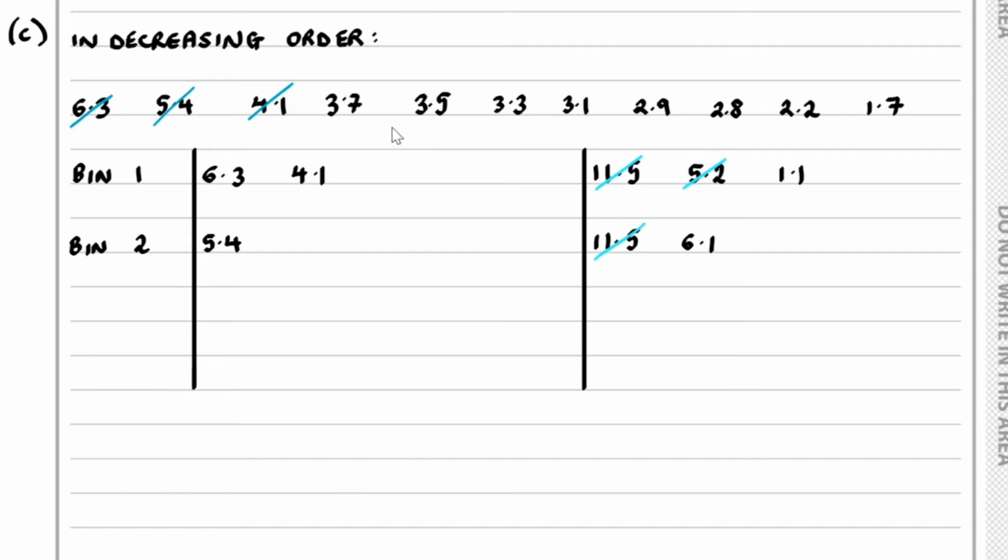Let's take a look at the 3.7. There's not enough space in bin 1. However, there is enough space in bin 2. So we place the 3.7 here. Let's cross it off. And the remaining space in bin 2 then, 6.1 take away 3.7, that's 2.4.